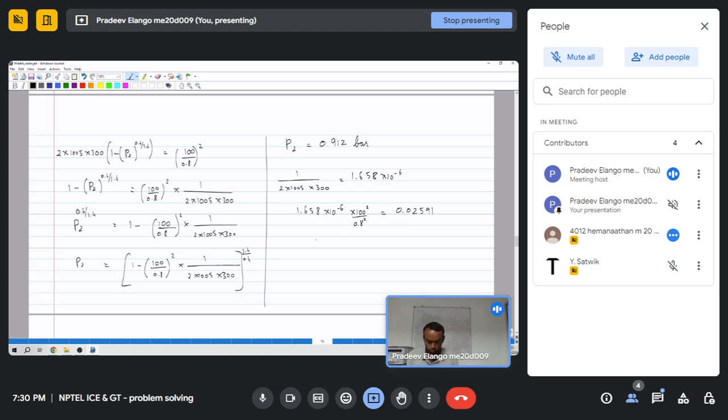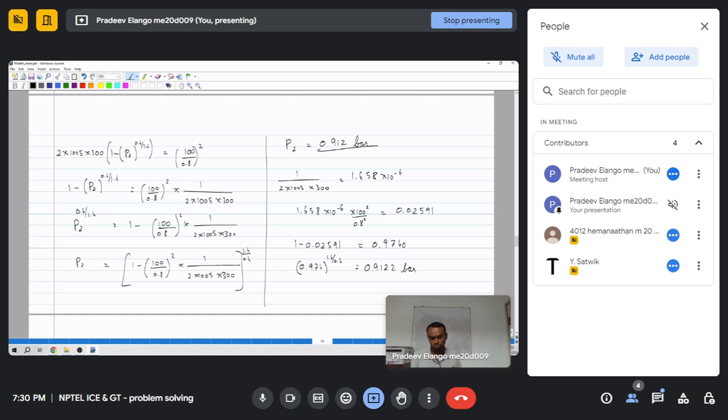And now we have 1 minus 0.02591. Okay. So it's coming 0.97408. Now power of 0.974, 1.4 by 0.4. Zero point 9122, right?